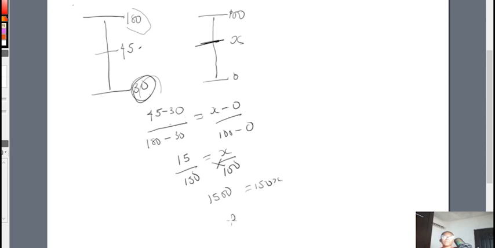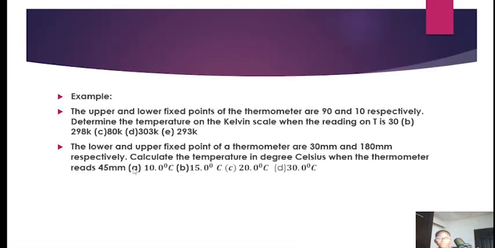So definitely our x is equal to 1500 divided by 150. So dividing this, we have 10. So that's 10 degrees Celsius, and we've gotten our answer. Our answer is 10 degrees Celsius. So for the first question, the option was B, which was 298 Kelvin, and the other one is A, which is 10 degrees Celsius.